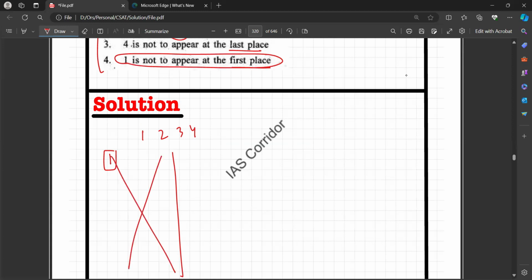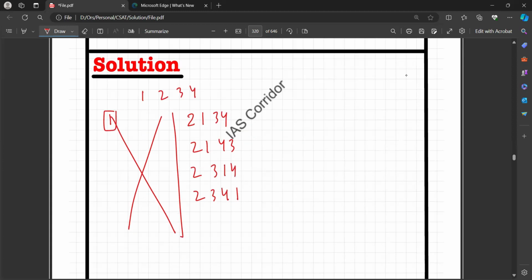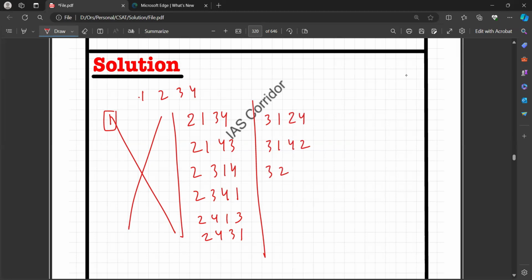Clear? Now numbers beginning with 2. First fix 2, then 1, then 3, 4 and 4, 3. It is very fast, no need to worry. How to write such numbers? These are very easy. 2, 3, remaining 1, 4 and 4, 1. 2, 4, 1, 3 and 2, 4, 3, 1. Done. Next, 3, 1, and 2, 4 remain, so 3, 1, 2, 4 and 3, 1, 4, 2. 3, 2, 4, 1. 3, 2, 1, 4. 3, 4, 2, 1. 3, 4, 1, 2. Clear?